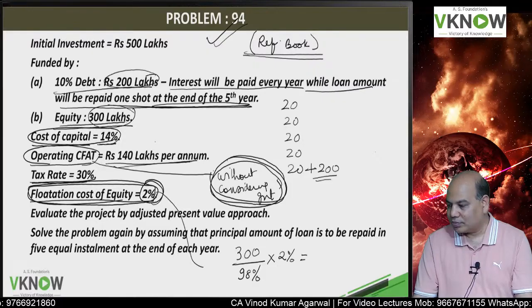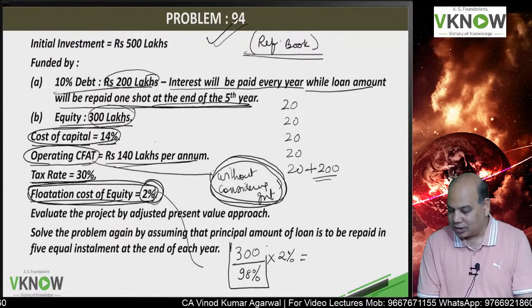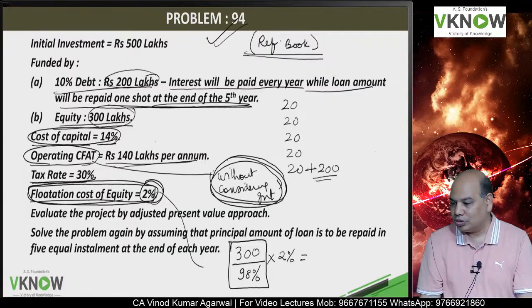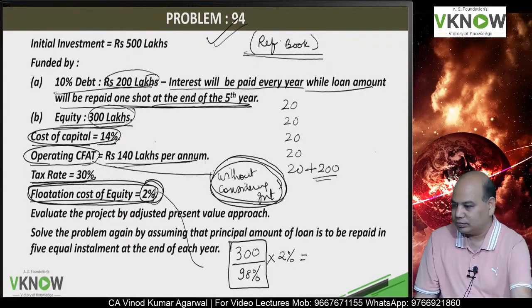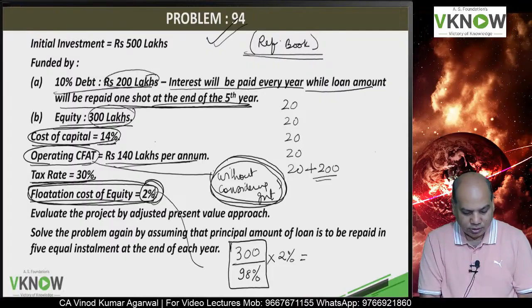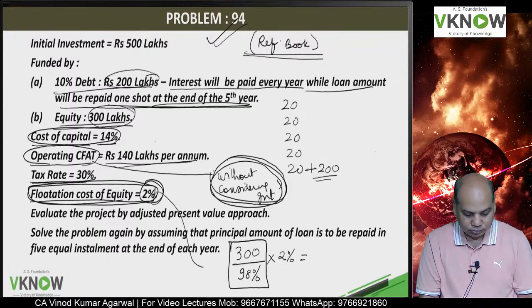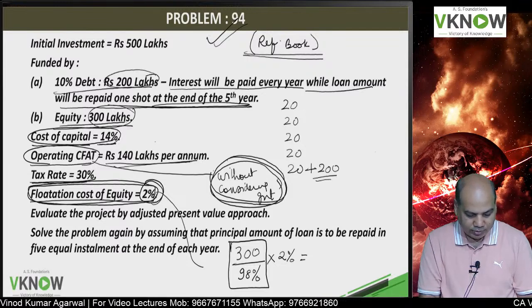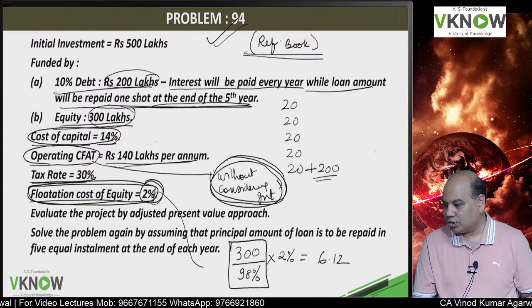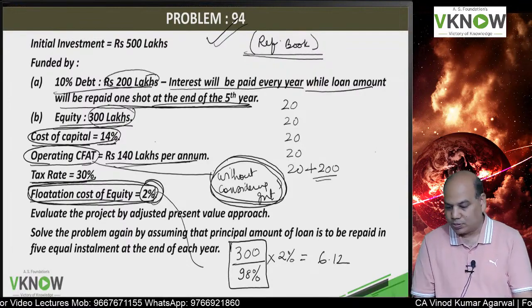Can anybody answer? 300 divided by 98%, because I need 300 after incurring the expense. So tell me, 300 divided by 98% into 2%, how much is that? Nobody is responding. Are you sleeping? 300 divided by 98% into 2% is 6.12. Yes, 6.12 is right.